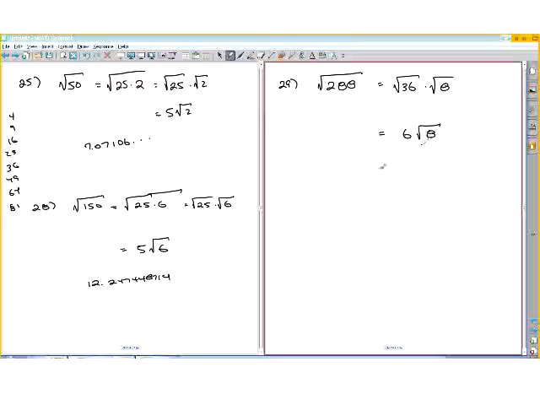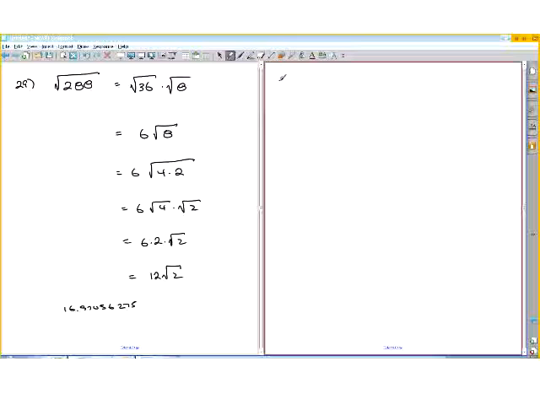But you can see that we can rewrite the square root of 8 as 4 times 2. So that's the same as 6 times the square root of 4 times the square root of 2. And the square root of 4 is 2, so you get 6 times 2 times the square root of 2. And the final answer is 12 times the square root of 2. And that number is 16.97056. Whether you do this or whether you do that, you'll get the same number.